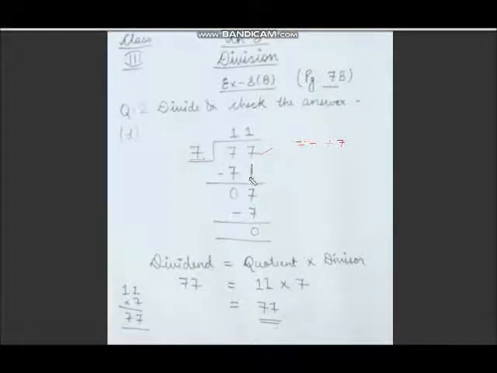Then you will note the next number, that is 7 only. So in the table of 7, 7 comes 1 time. So 7 into 1 or 7 times 1 is 7 and 7 minus 7 is 0. So here we will check our answer. Quotient into divisor, quotient is 11 here and divisor is 7. So 11 into 7 is 77, which is equal to the dividend. That means our answer is correct.